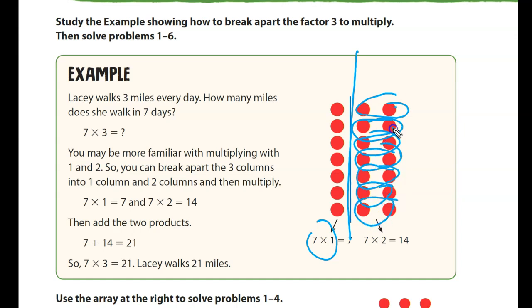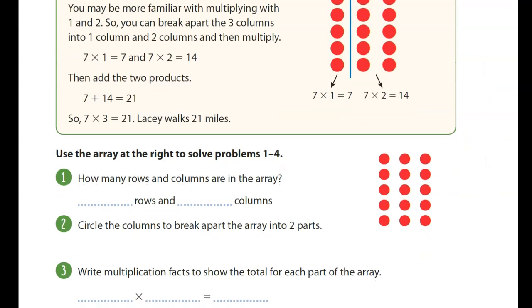And then how many rows? 1, 2, 3, 4, 5, 6, 7. That makes 7 times 2. And then they added those together. 7 times 2 is 14. 7 times 1 is 7. And then they added both of those together, and they got 21. And that's how they did it. And here's the example that they have. So we're going to use this to solve questions 1 through 6. Okay.